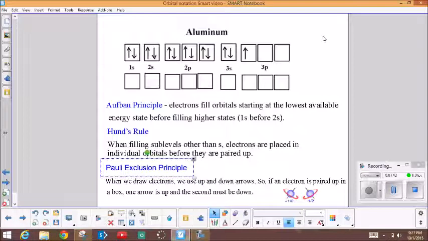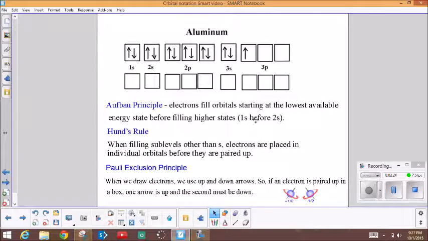When you do box notation, you follow three basic chemistry principles or rules. One's the Aufbau principle, that electrons will fill orbitals starting at the lowest available energy level before filling the higher ones. In other words, I'm going to fill the one energy level before I go into the two energy level. The second rule I'm going to follow is Hund's rule, and that says when filling sublevels other than the S, electrons are placed in individual orbitals before they pair up. I will explain that as I put in the electrons in just a second.